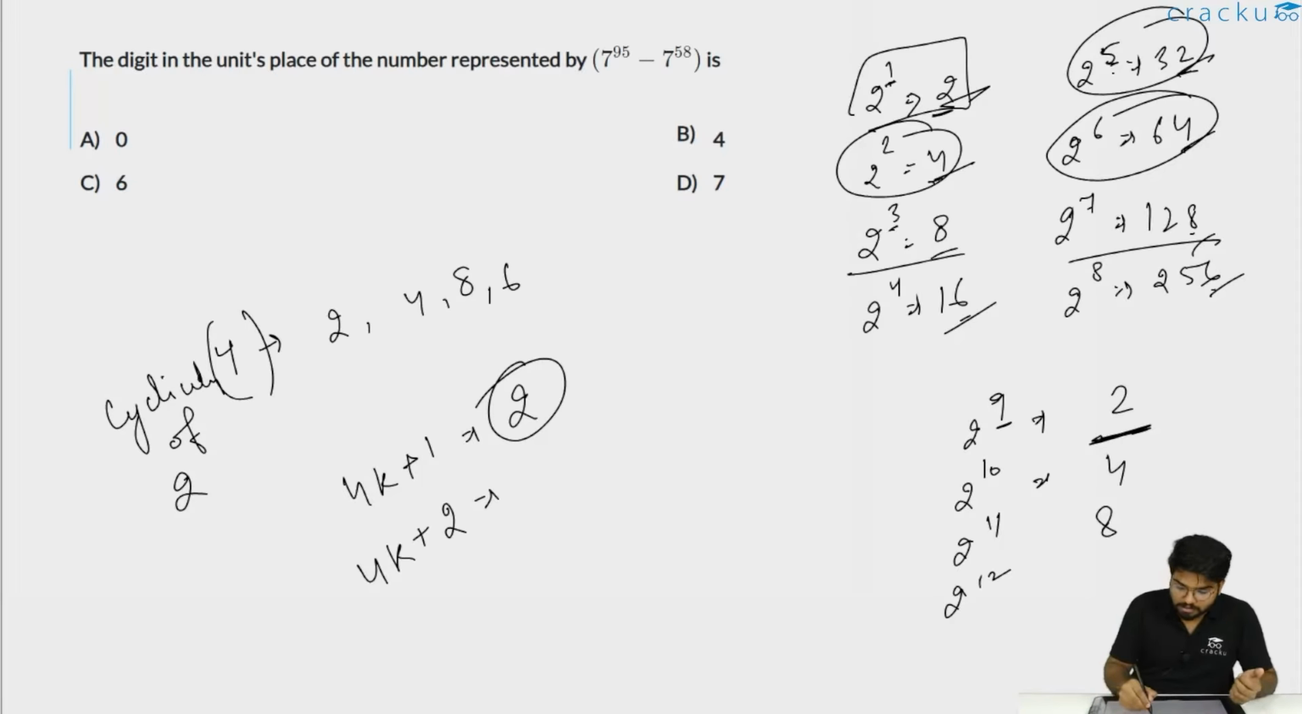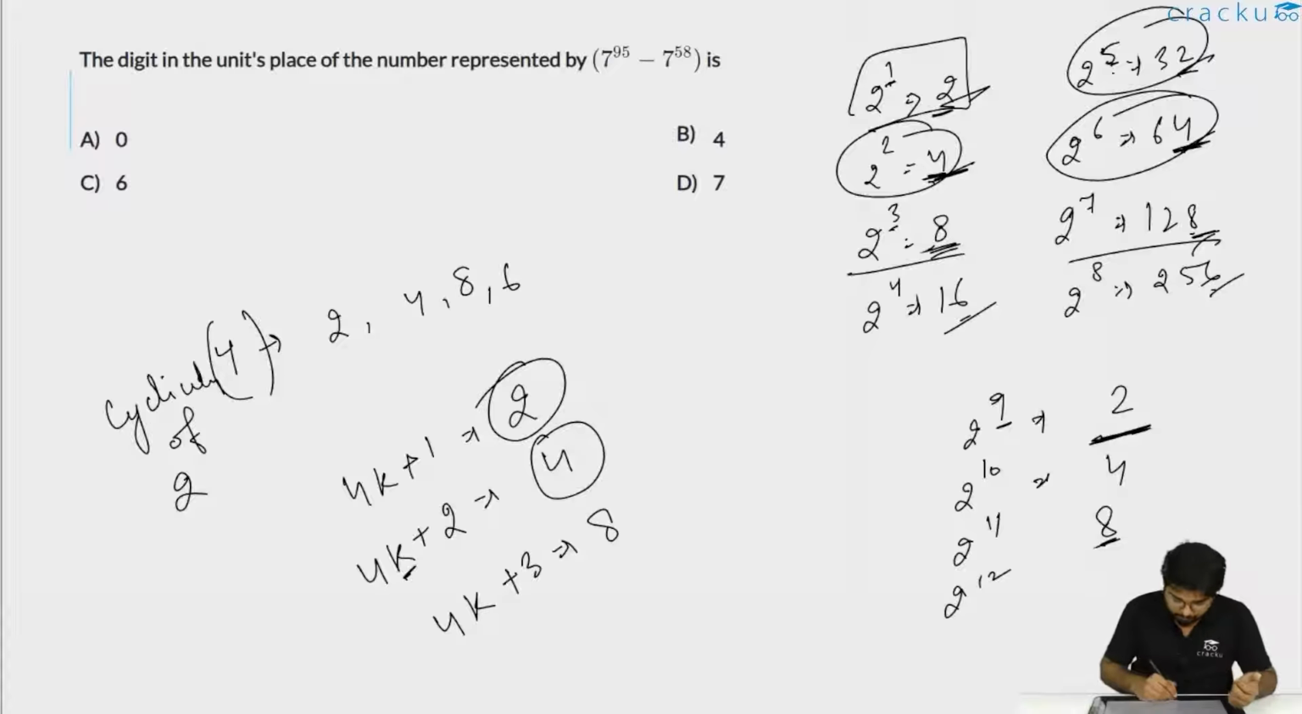So whenever the power is 2, it is ending with 4. If k is equal to 1, 4k will be 4 plus 2 is 6, and 2 raised to 6 ends with 4. Similarly, if we have 4k plus 3, they will be ending with 8. And any power which is a multiple of 4 will be ending with 6. Now this was the example for 2.